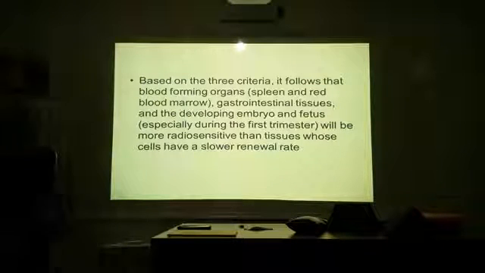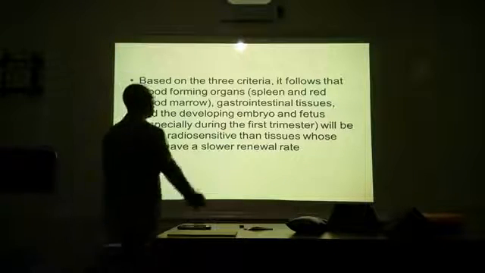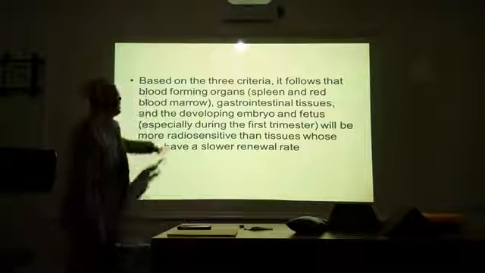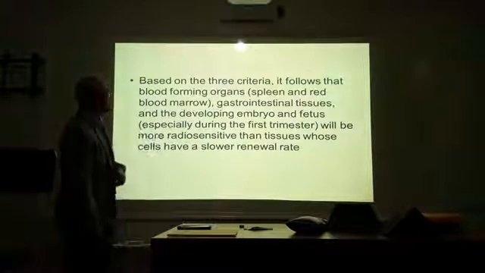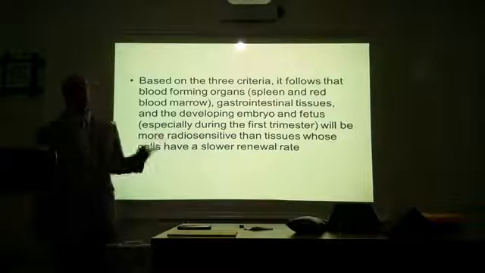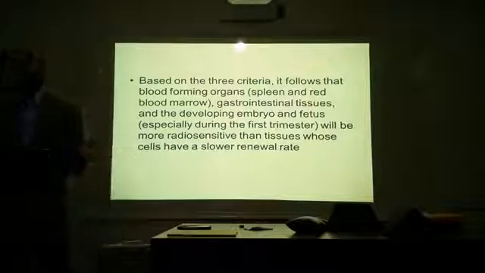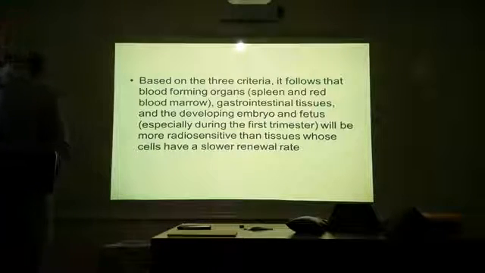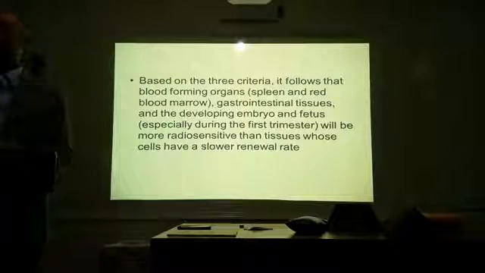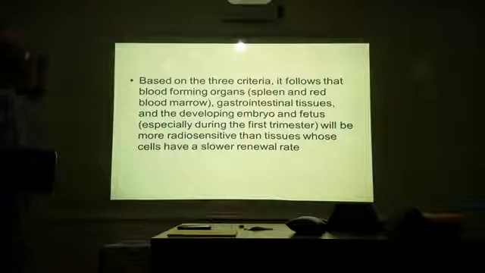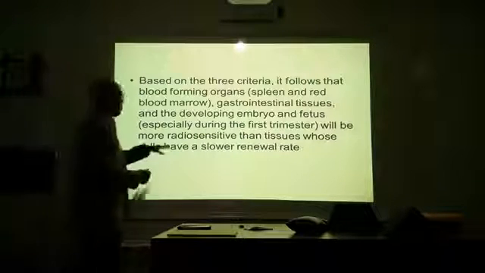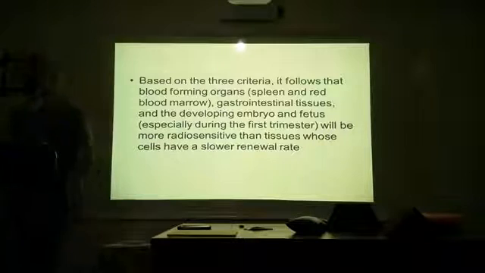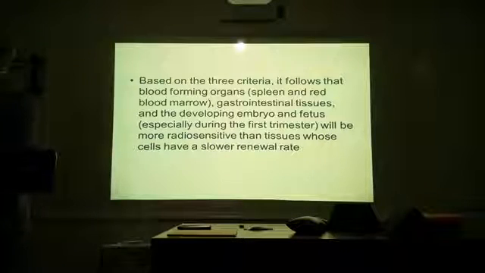So, blood-forming organs, your GI tract, and then your developing embryo and fetus, especially during the first trimester, because by the end of the second and beginning of the third, the baby's near fully developed, so the cells aren't dividing as rapidly as in the first trimester. So they will all be more radiosensitive than tissues whose cells have a slower renewal rate.